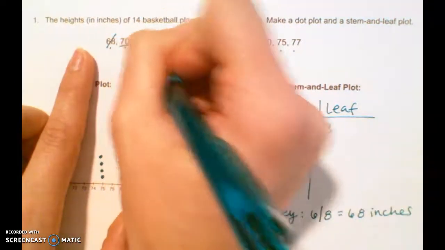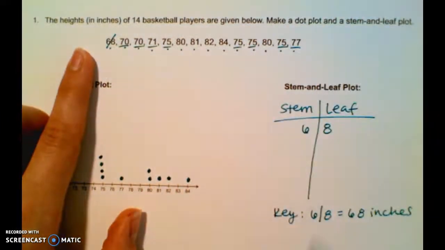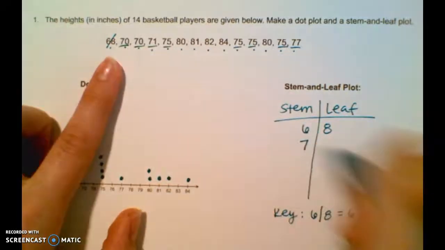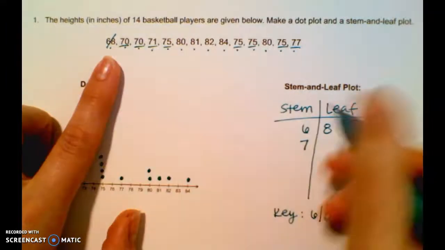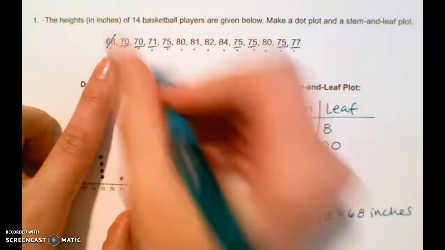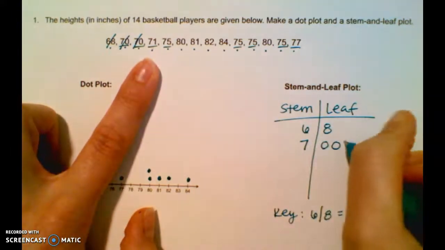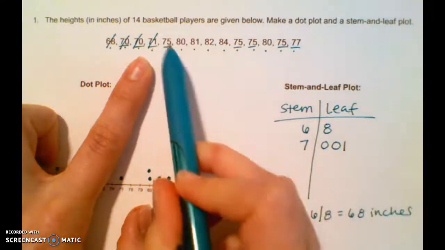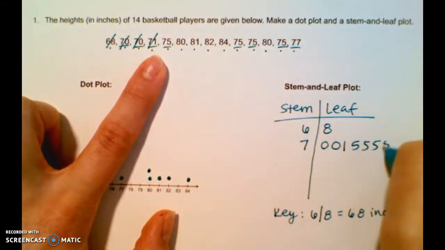So I'm going to go ahead and underline all of the stems, that would be 7. And then let's go and put them in order. We have 70, and we have 2 of those. So I'm going to put 0, 0. Now we have 71. So stem is 7, leaf is 1. We have 1, 2, 3, 4, 75. So 1, 2, 3, 4, 5.